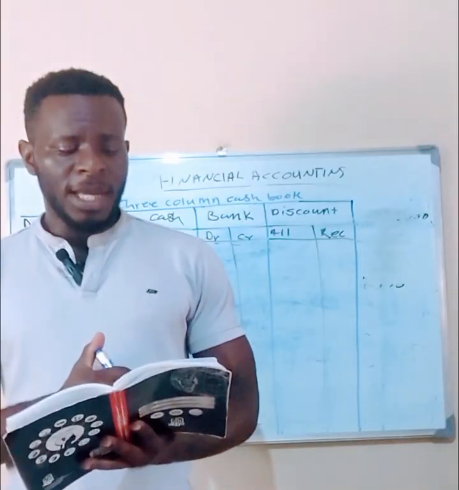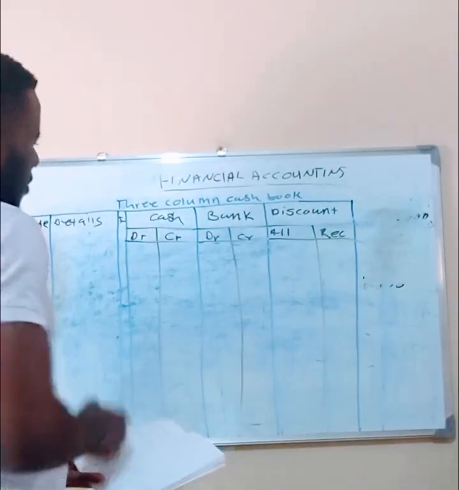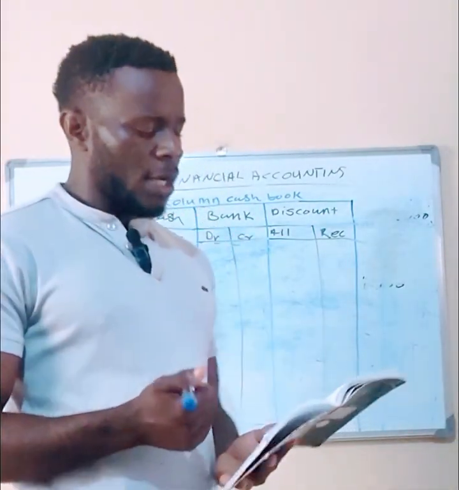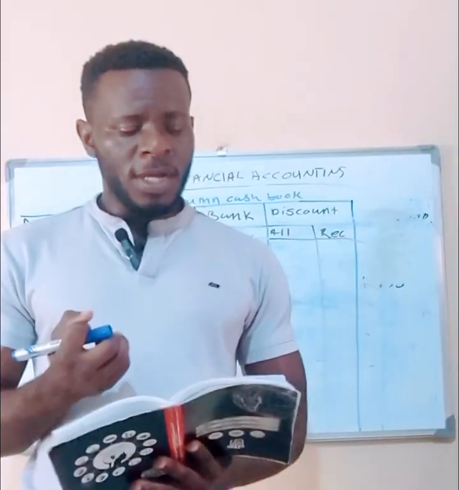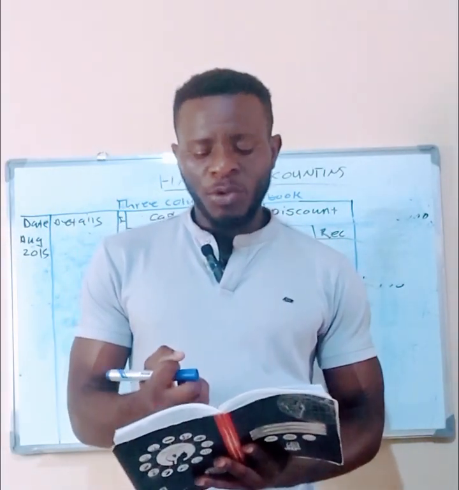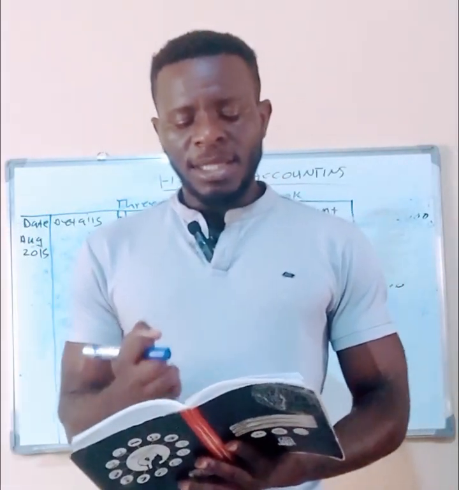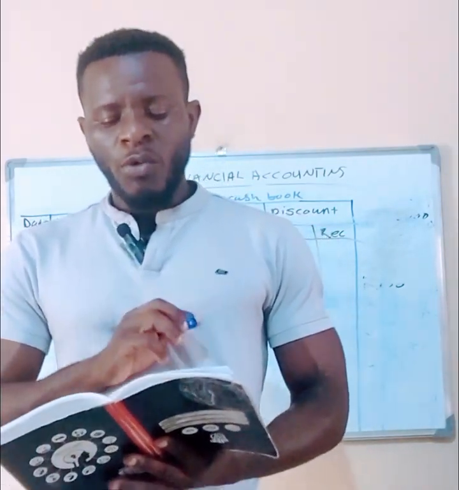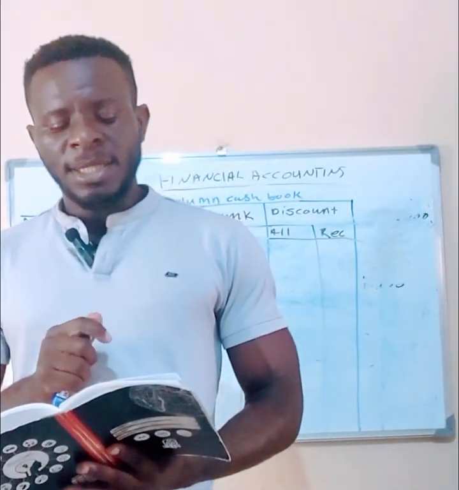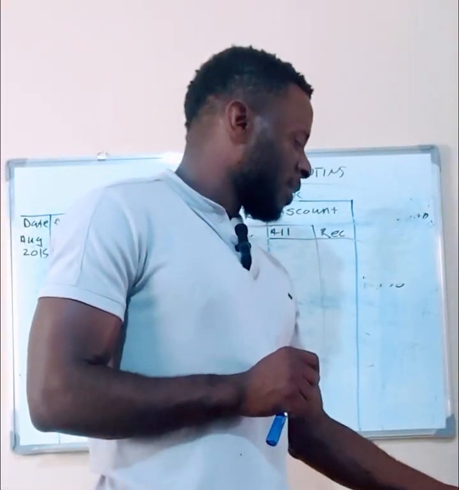The first transaction happened on the 1st of August 2015. On the 1st of August, we bought goods from Emutogo worth 3,000 kwacha by cash, less 10% discount. So that's the first transaction: bought goods from Emutogo worth 3,000 kwacha by cash, less 10% discount.